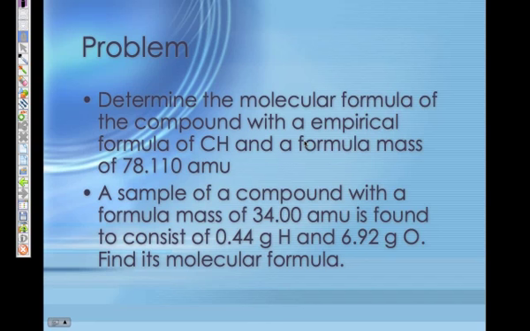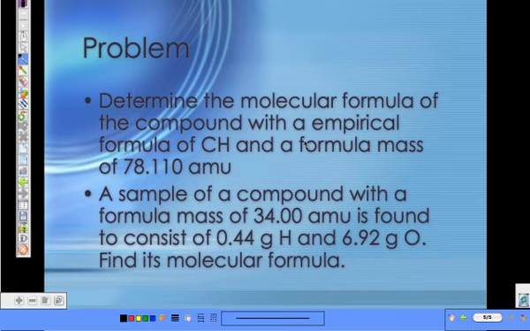Determine the molecular formula of the compound with an empirical formula of CH. So there's our empirical formula already. Formula mass is 78.11. So CH, carbon's 12.01, hydrogen's 1.01, so it's 13.02. Is 13.02 close to 78? No. What are we going to have to multiply by?